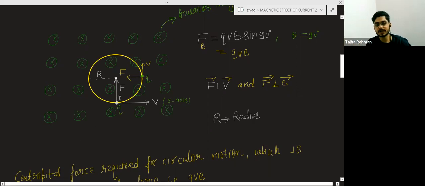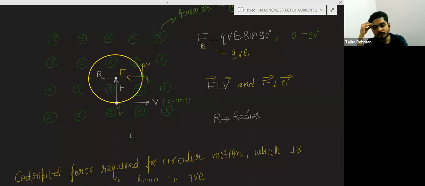So here this charged particle is moving in a circular path. So there will be some centripetal force on this charged particle. The centripetal force will be provided by some other force. Like if a charged particle is moving in a gravitational force on a circular path, then the centripetal force is required, and that requirement will be fulfilled by the gravitational force.